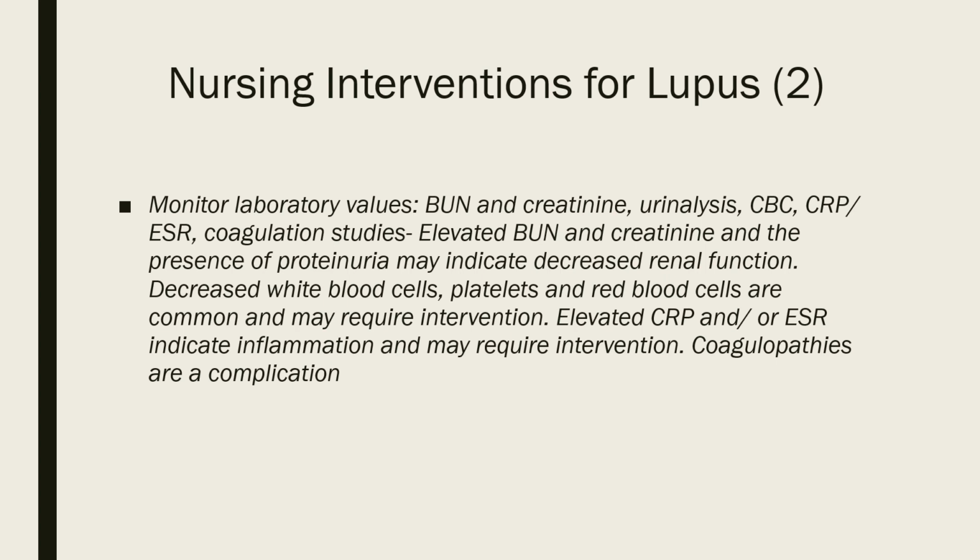Monitor lab values, BUN and creatinine, urinalysis, CBC, the CRP and the ESR, coagulation studies. Elevated BUN and creatinine and the presence of proteinuria may indicate decreased renal function. Decreased white blood cells, platelets, and red blood cells are common and may require intervention. Elevated CRP and or ESR may indicate inflammation and that may require an intervention. Coagulopathies are a complication.